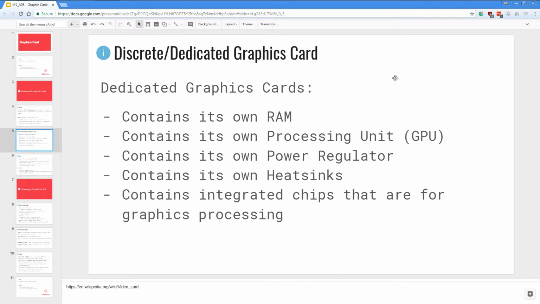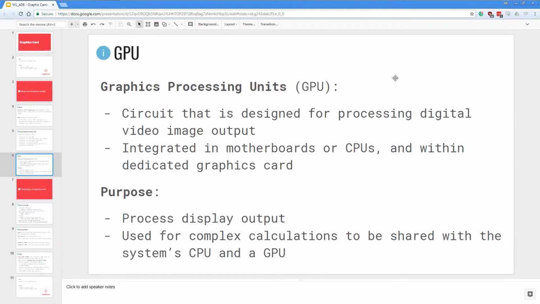calculations and instructions. So dedicated graphic cards comes with its own RAM built in, its own processing unit, its own power regulator, its own heat sinks, and it contains integrated chips that are for graphics processing. So everything, it's a circuit that just is built to specialize for graphic-based calculations.